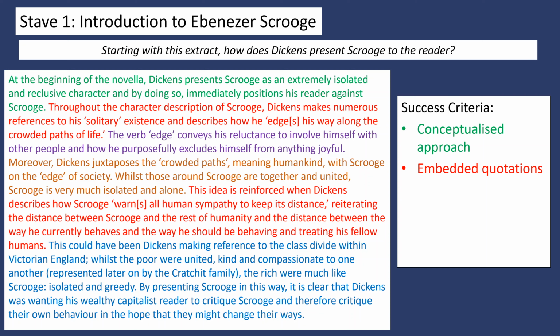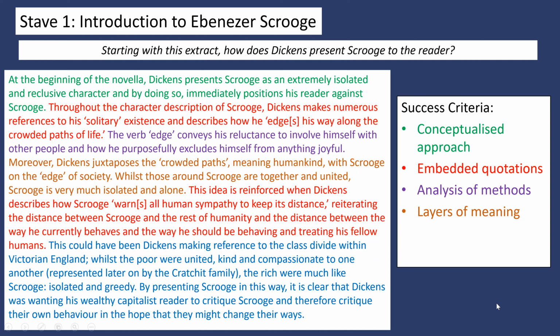Warns all human sympathy to keep its distance. And analysis of methods, so picking out those particular methods used by Dickens. I've spoken about the verb "edge". I haven't colour coded it here, but how he juxtaposes the crowded paths of life with Scrooge on the edge there, represented later on by the Cratchit family. I suppose that's a method as well.